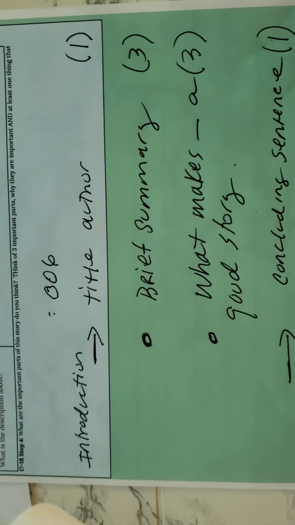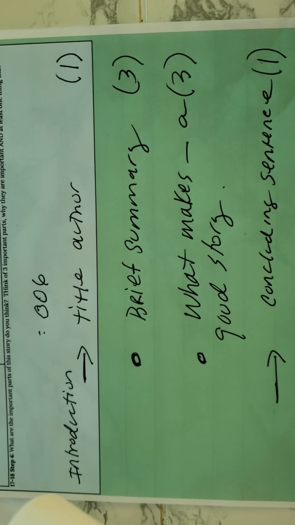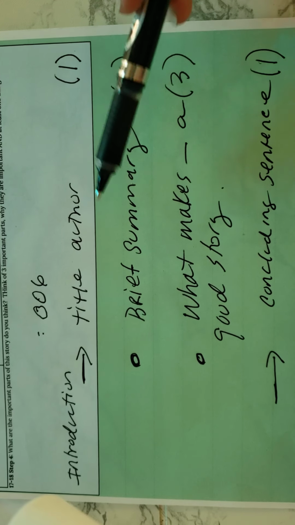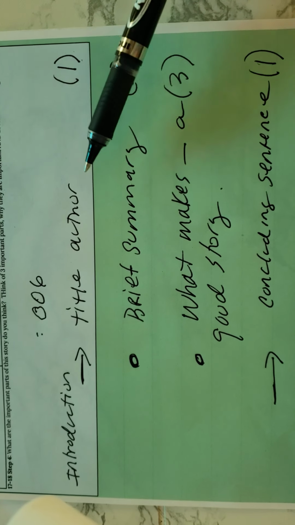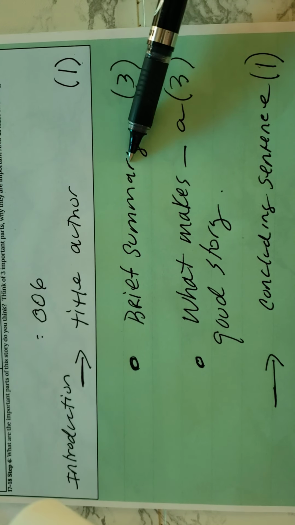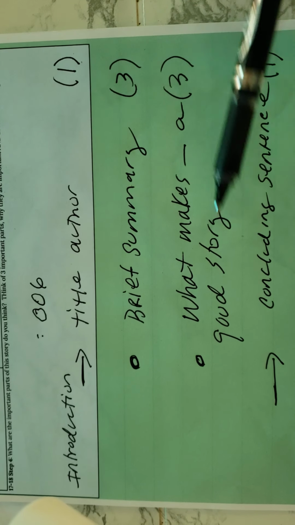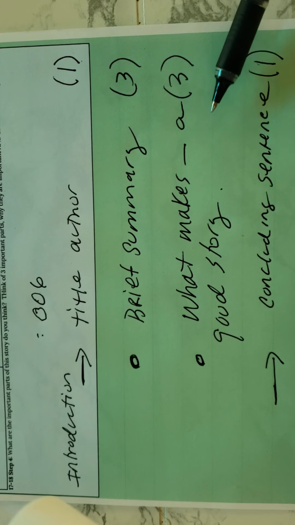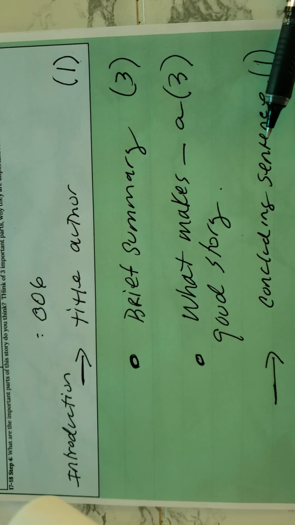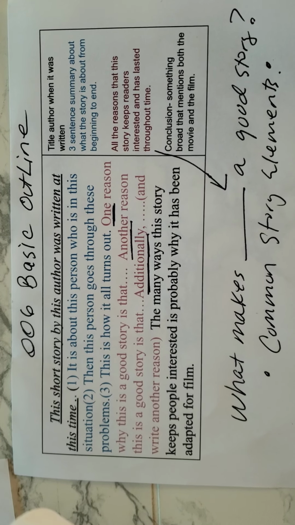In the introduction, there were basically 3 things you needed. The first thing you needed, it could be one sentence, was the title and the author and hopefully when it was written. Then you were having a brief summary, which was 3 sentences possibly. Then, what makes it a good story? That would also be 3 sentences. And then a conclusion. So, I want to look at a basic outline for 006. Okay?